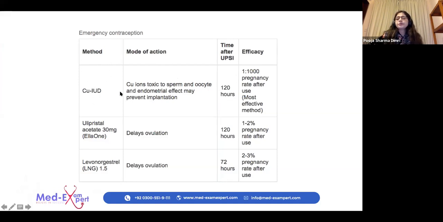So you say that copper IUD can be used up till 120 hours from the unprotected sexual intercourse. It is toxic to the sperm and the oocyte and may prevent implantation. Efficacy is high, it is the most effective method, 1 in 1,000 pregnancy rate after use. Ulipristal acetate, 30 milligram, acts by delaying ovulation. So it doesn't work once ovulation has already occurred. Again, 120 hours after unprotected intercourse. The failure rate is 1 to 2%. Levonorgestrel 1.5 mg delays ovulation, within 72 hours from the unprotected sexual intercourse. Failure rate is higher than ulipristal, 2 to 3%. So almost double the failure rate.